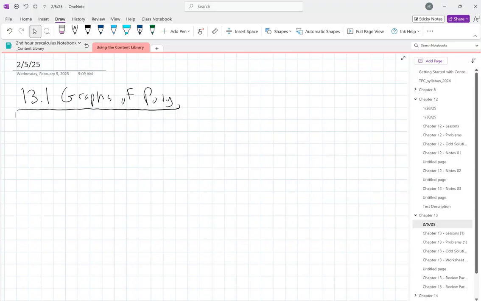All right. So today we're going to do 13.1 and 13.2. In 13.1, we're just talking about graphs of polynomials. I'm not going to ask you to generate any graphs by hand, but there are some key features from the graphs of polynomials that we'd want to be able to identify. So I'm just going to describe what these things are visually.